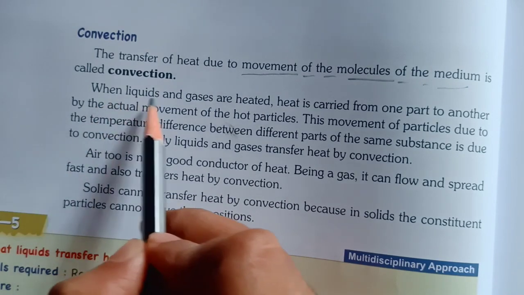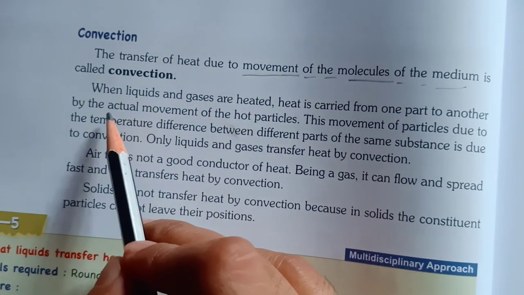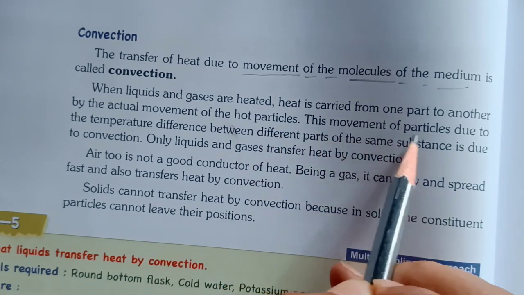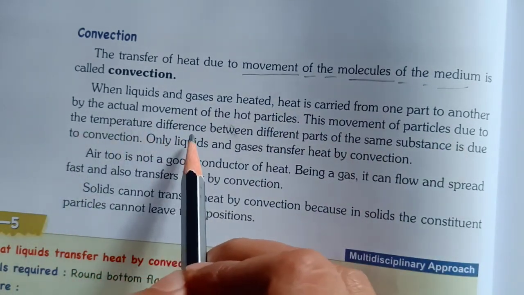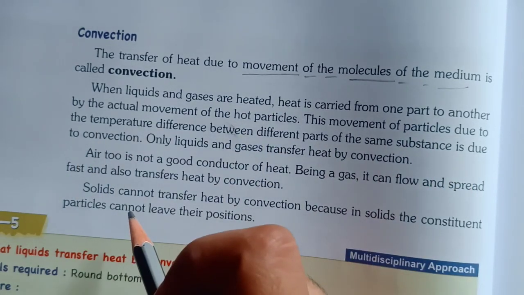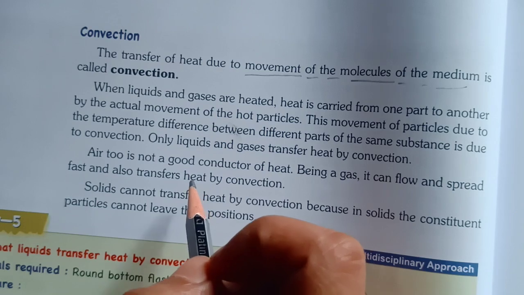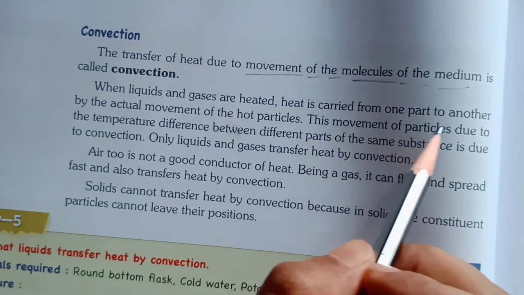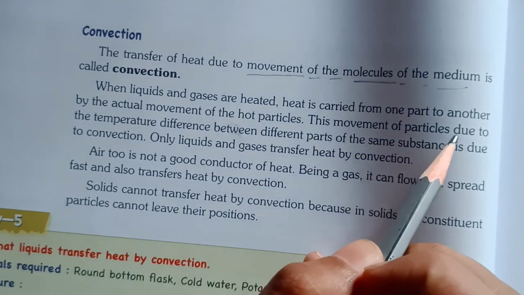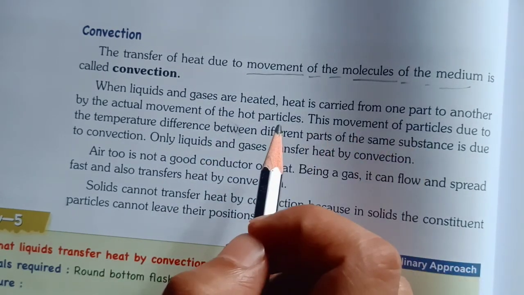So let's see. When liquids and gases are heated, heat is carried from one part to another by the actual movement of the hot particles. This movement of particles due to the temperature difference between different parts of the same substance is due to convection. Only liquids and gases transfer heat by convection. Now what does this mean? That heat is carried from one part to another by actual movement of hot particles. This movement of particles is due to the temperature difference between different parts of the same substance.